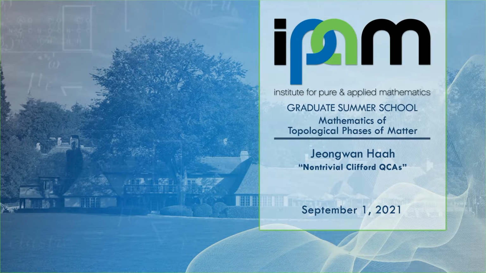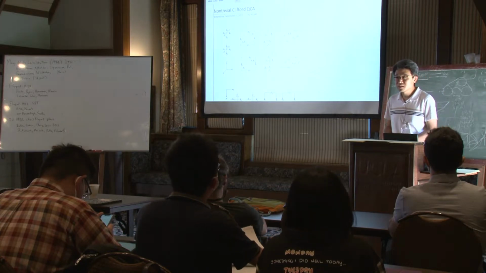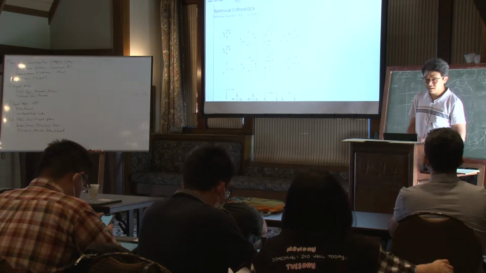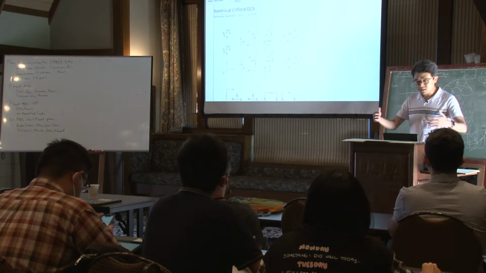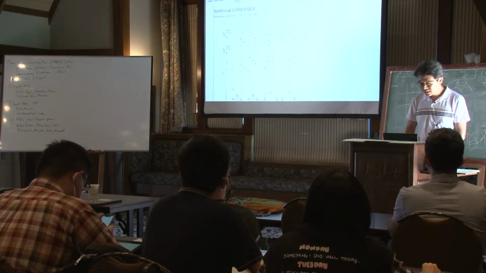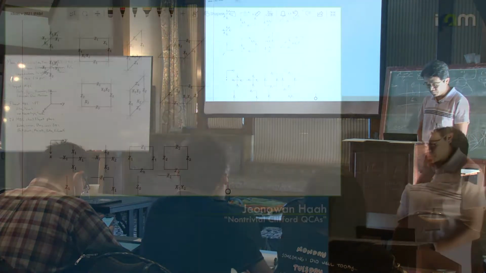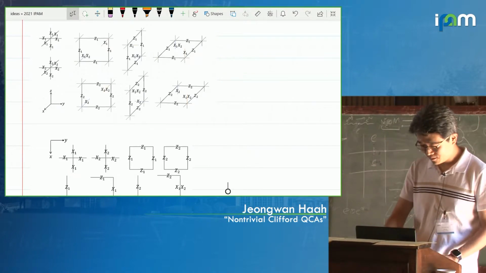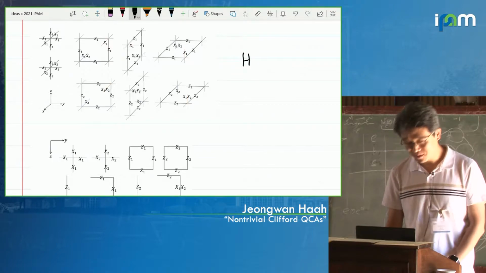So let's continue discussion of the QCA, and this time I'm going to focus more on one concrete example, and then I'll try to develop some theory behind it. So here is a Hamiltonian. Well, you will object that it is a Hamiltonian because you might think that a Hamiltonian is always denoted by H.